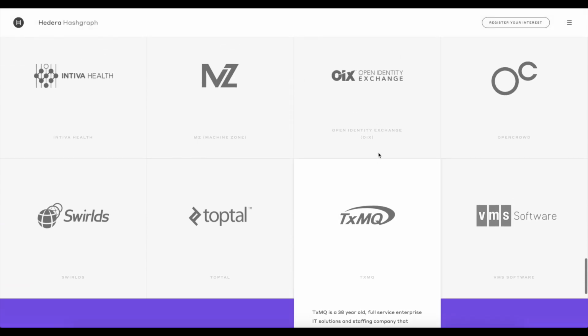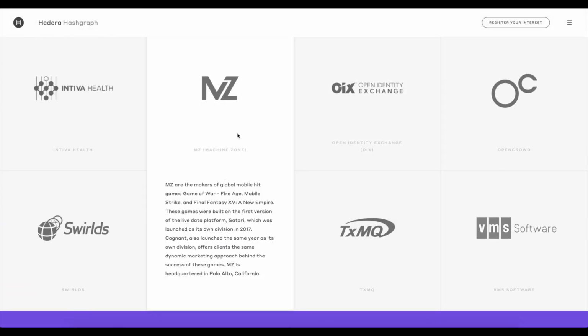And if you see, Machine Zone is basically a gaming company, and in the past they have made different famous games such as Mobile Strike and Final Fantasy: A New Empire. These games were built on the first version of the live data platform, Satori. So whatever applications this Satori platform makes for live games or anything live, they will now make on top of Hashgraph, which will be super big.